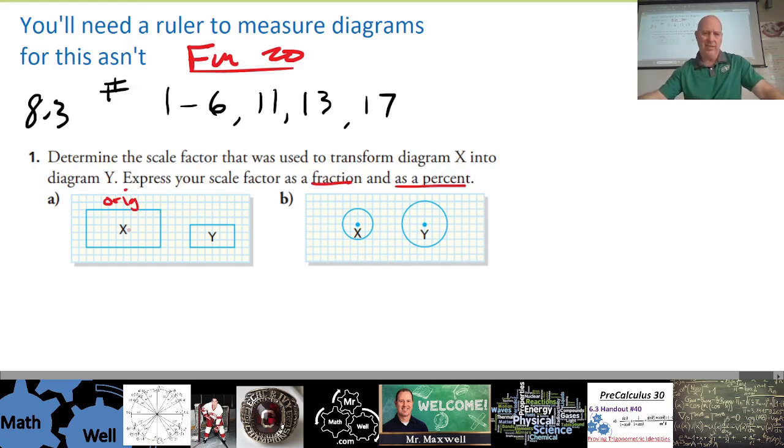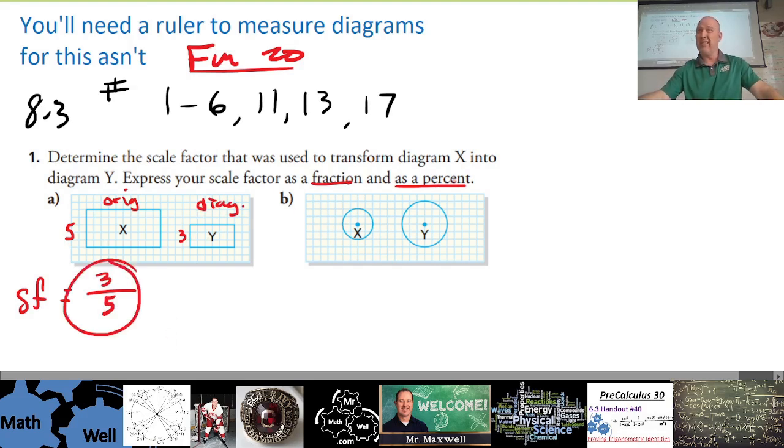So X, let's see. A corresponding side to this side would be this one over here. So I'm going to measure both of those. I have 1, 2, 3, 4, 5. This is 5 units, and this is 1, 2, 3. Okay? Now this is my original, so my scale factor puts the diagram measurement over the original, right? 3 over 5. Okay? So there's your fraction.